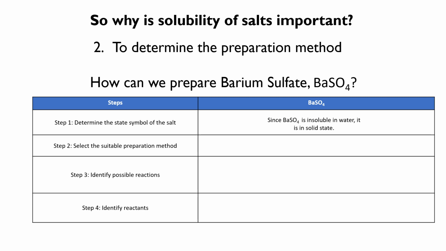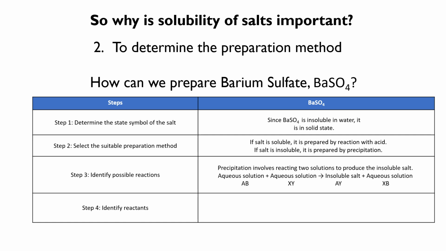So in step 1, since barium sulfate is insoluble in water, it is in solid state. In step 2, if the salt is soluble, it is prepared by reaction with acid. If the salt is insoluble, it is prepared by precipitation method. So now in step 3, we can choose the precipitation method since barium sulfate is insoluble in water. So this precipitation method involves reacting two solutions to produce the insoluble salt.